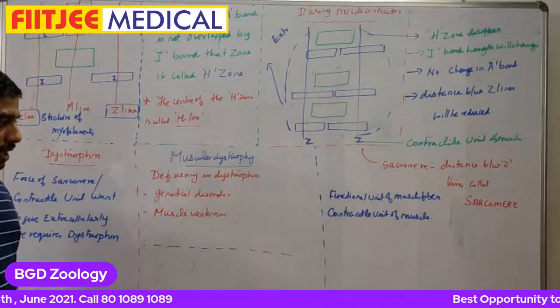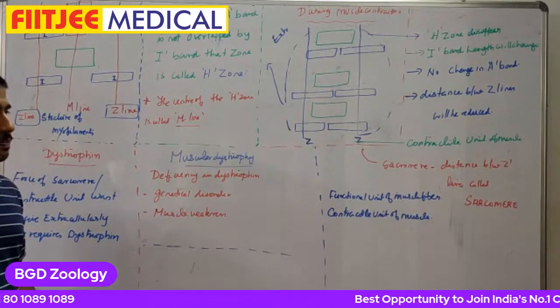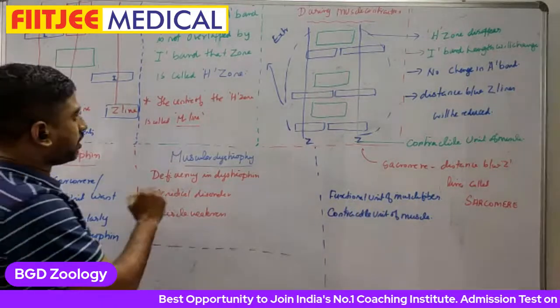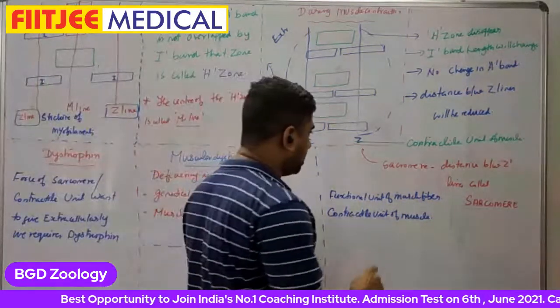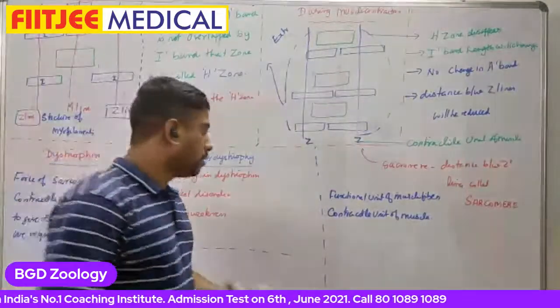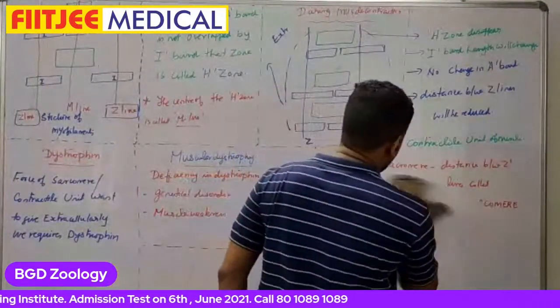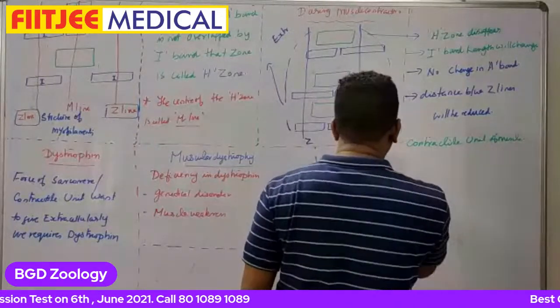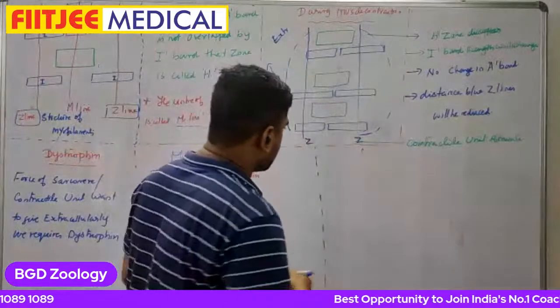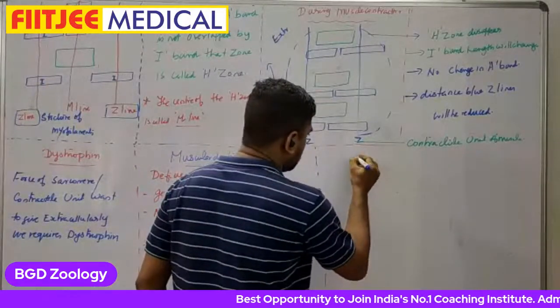So I think this is very clear to everyone. There is no question. Right. If you're very clear, now what we have to discuss is the detailed structure of actin and myosin. So listen, everyone. First of all, we can consider the actin.